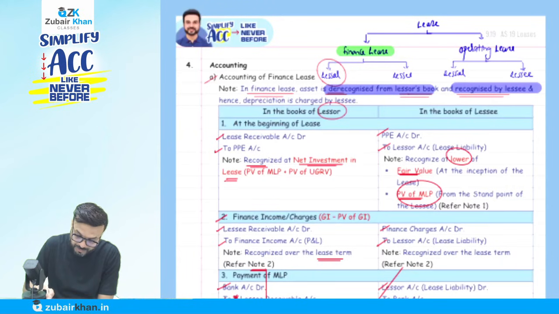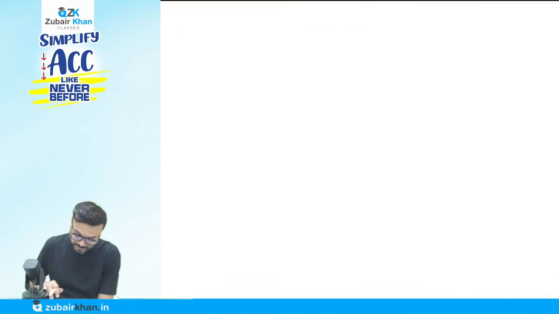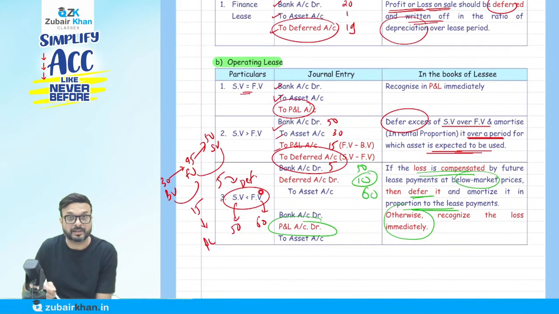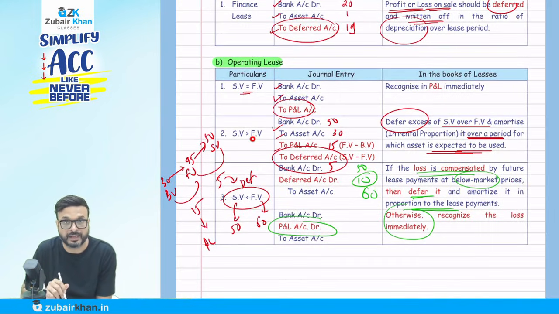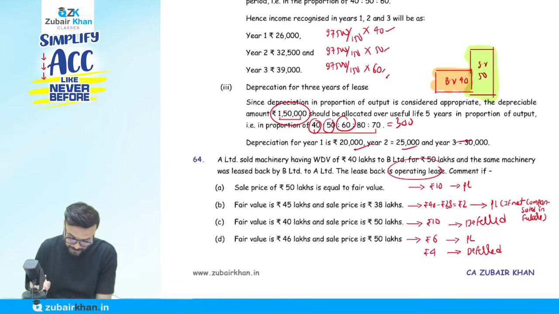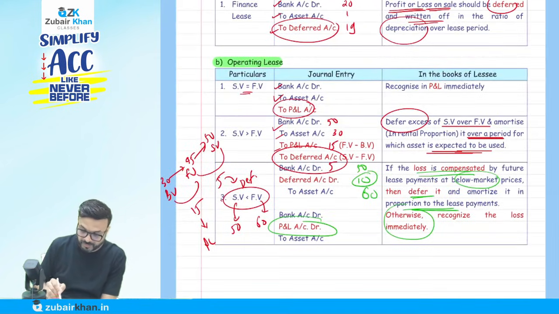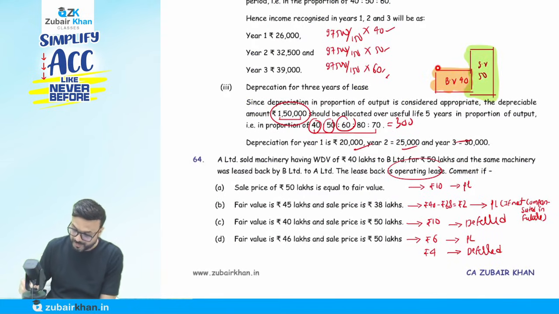So they are talking about the sale and the leaseback. We have to find the situation and accordingly we will discuss the accounting treatment. The selling price is 50, which is equal to the fair value. The sale price and the fair value are equal, no problem. The whole profit will be transferred to P&L. So the profit of 10 will be transferred to the P&L.